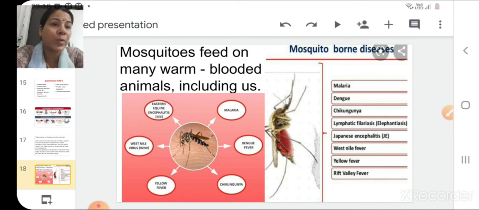In this slide you can see the different mosquito-borne diseases. These are malaria, dengue, chikungunya, lymphatic filariasis, which is also known as elephantiasis, Japanese encephalitis, West Nile fever, yellow fever, and Rift Valley fever. So there are different types of diseases which can be spread by these mosquitoes. So here the mosquito acts as a vector.